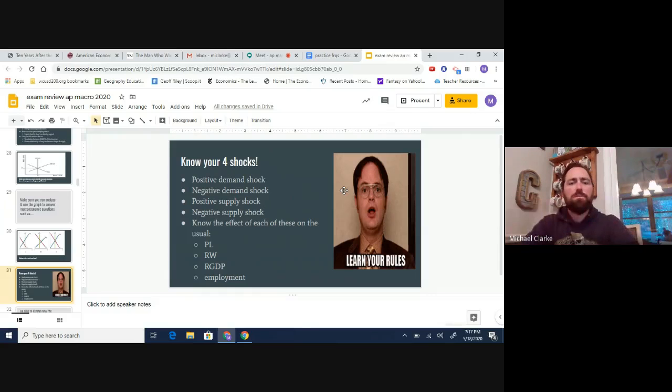Know your shocks, know your 4 shocks, know your positive demand shock, know your negative demand shock, your positive supply and negative supply shock, and the effect of those on the usuals, the determinants, okay? RW stands for real wages, PL stands for price levels, RGDP stands for real gross domestic product, okay?